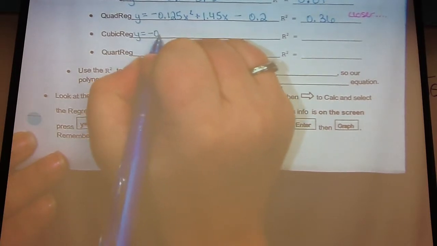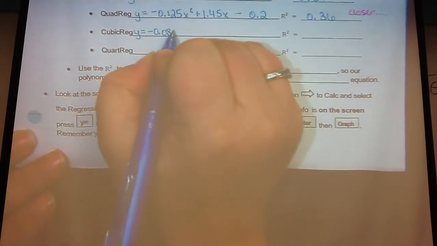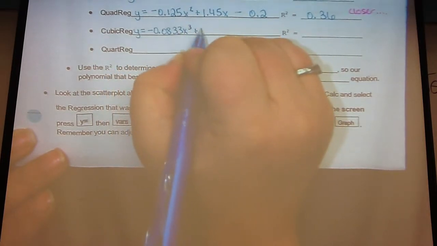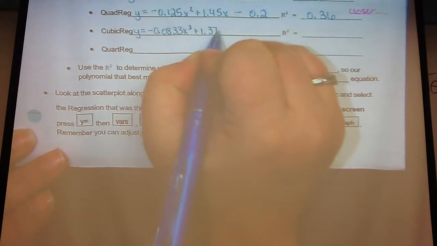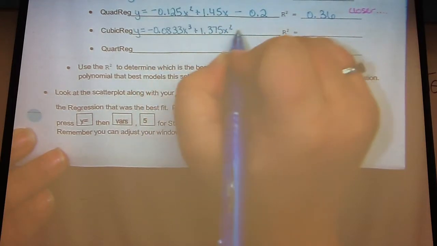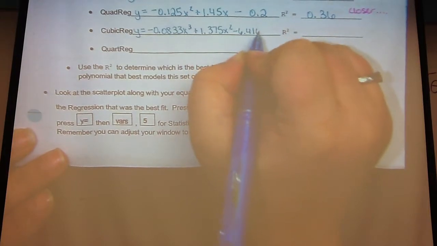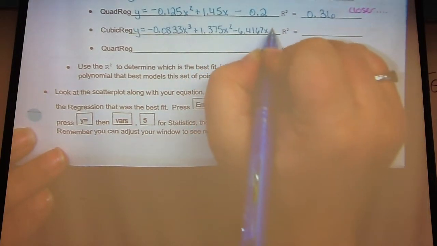So negative 0.0833x to the third plus 1.375x squared minus 6.4167x plus 11.